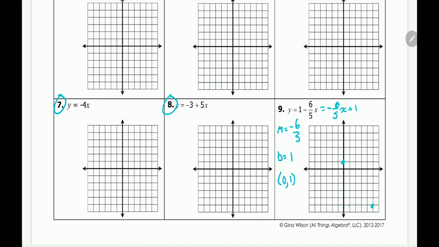So you're going to use a ruler, and you're going to connect these 2 points. And remember to extend a little bit past the point. Well, that was horrible. Let's retry that. We're going to go through the points. It's close enough. Add arrows to the end. And that's going to be our graph for number 9. Let's move on to the next page.